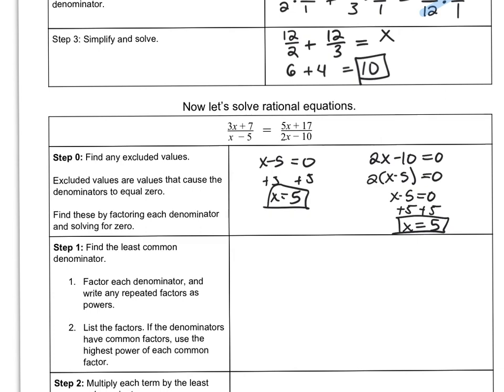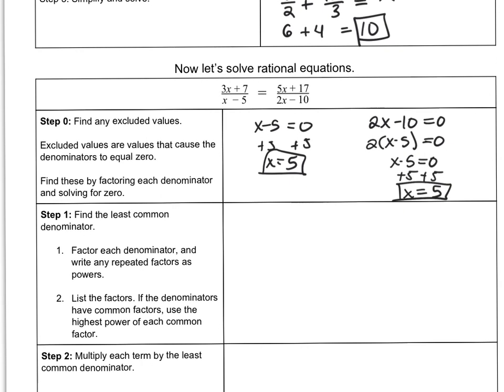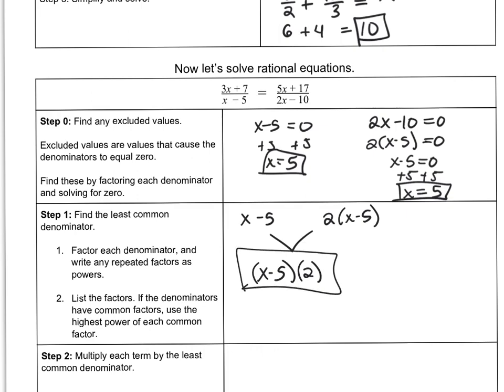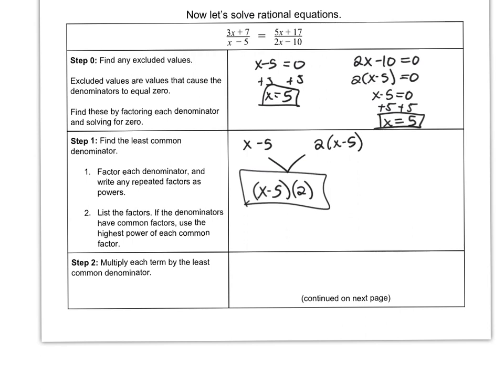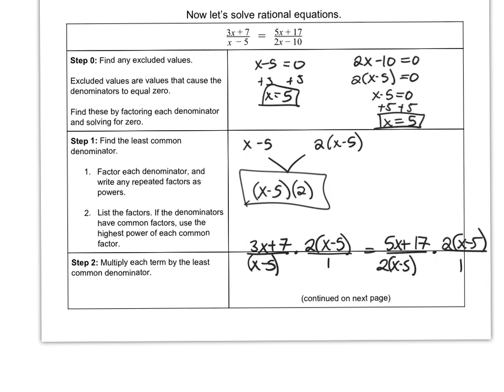So now let's talk about what our least common denominator would be for this expression. So before I looked at my denominators and their factors, so here's my two denominators, and if I list their factors, I have x minus 5 and I have 2. And I don't need to write x minus 5 again because neither of these terms has more than one x minus 5 in its denominators. So this is my least common denominator. So next I'm going to multiply each term by the least common denominator. Doing this doesn't change the value of my equation because I'm doing it to both sides.